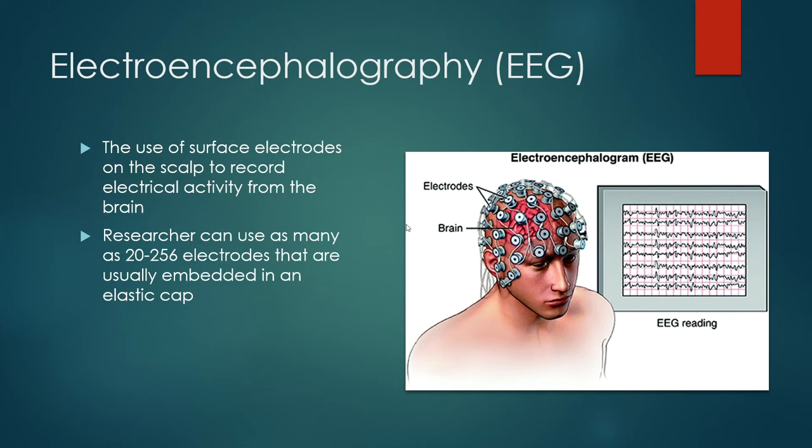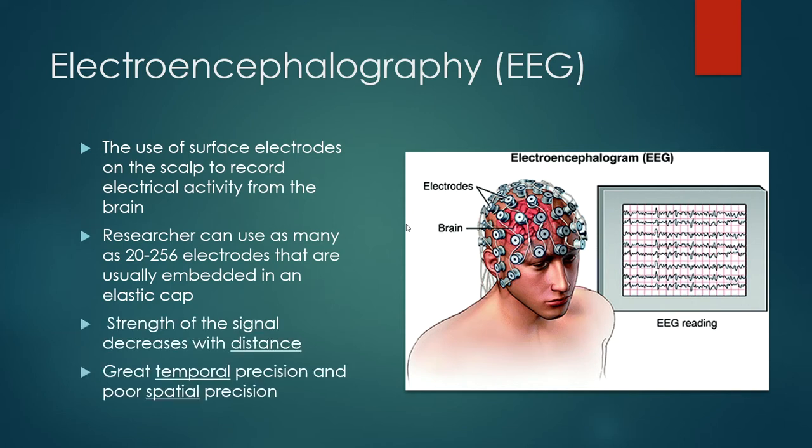Using more electrodes is a way of trying to get better spatial precision. They're trying to localize where the signal's coming from. And as we'll see with EEG, the strength of the signal is decreasing with distance. So most of the stuff that we're picking up on with EEG is very superficial. It's cortical stuff.